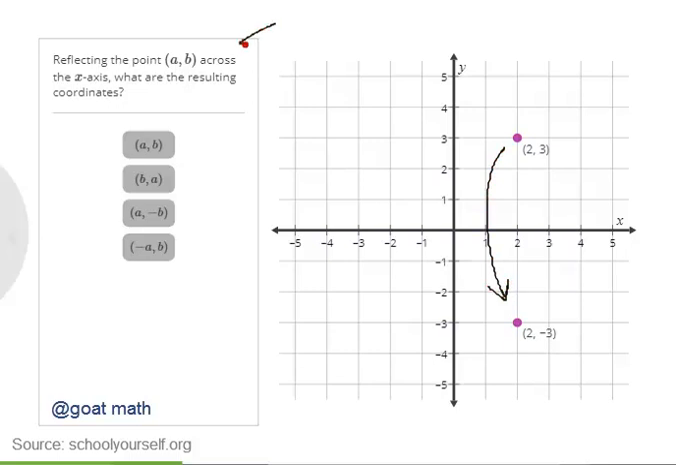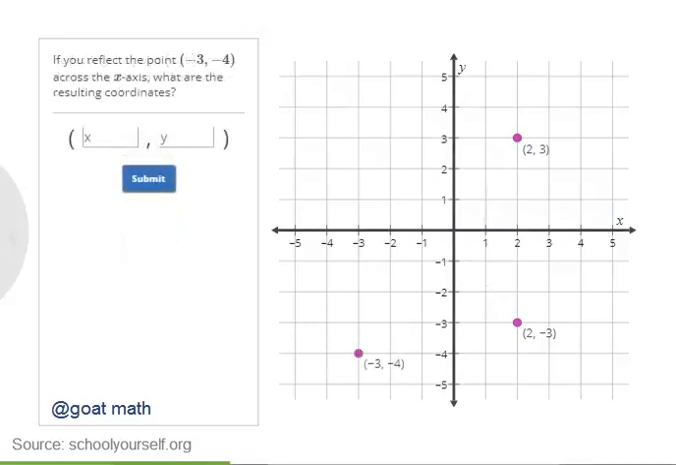In general, if you reflect the point A, B across the x-axis, where do you wind up? Exactly, when you reflect across the x-axis, you should multiply the y-coordinate by -1. So if you were to reflect the point -3, -4 across the x-axis, what are the resulting coordinates?